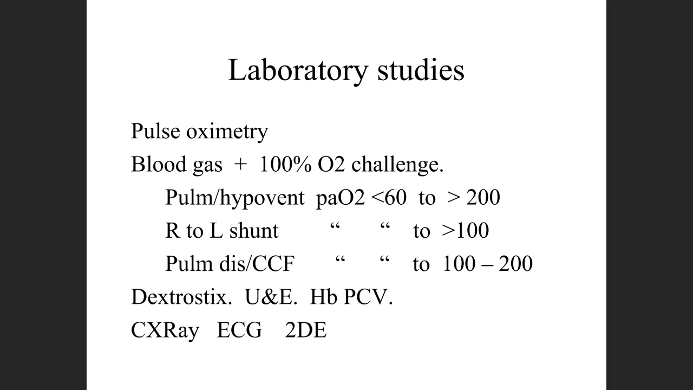If there's a right to left shunt, as occurs in a patient with tetralogy of Fallot, it is unlikely for the PO2 to increase above 100. And when there is a mixed picture of pulmonary disease and cardiac failure, then on administering 100% oxygen, the PO2 will go to between 100 and 200.